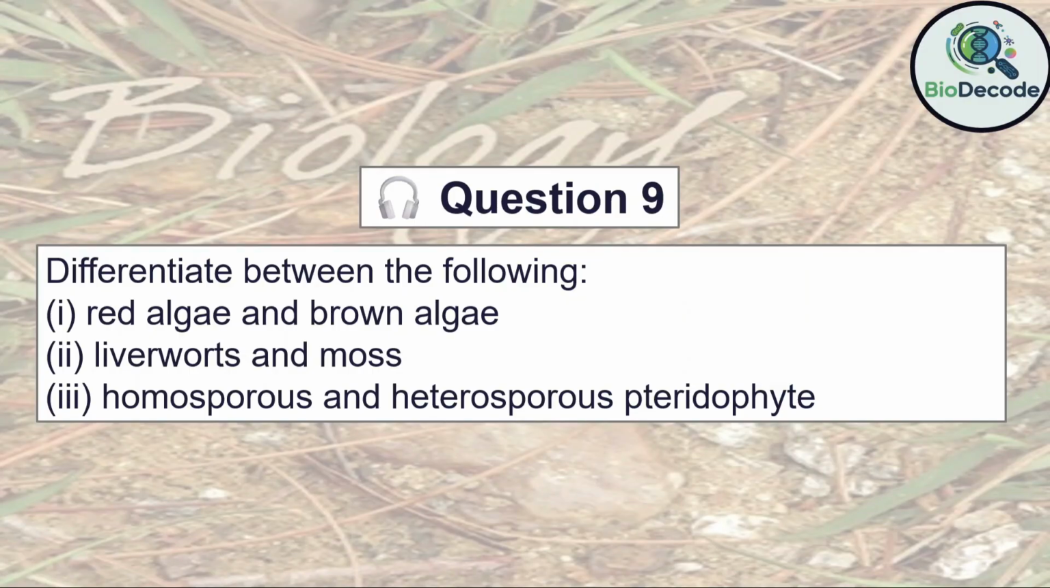Question 9. Differentiate between the following. Answer. First, red algae and brown algae. Red algae are mostly marine and found in deeper waters. They have chlorophyll a and d and phycoerythrin as the major pigment. They store food as floridean starch. Brown algae, on the other hand, are marine and found in colder seas. They have chlorophyll a, c, and fucoxanthin, and store mannitol and laminarin as reserve food.